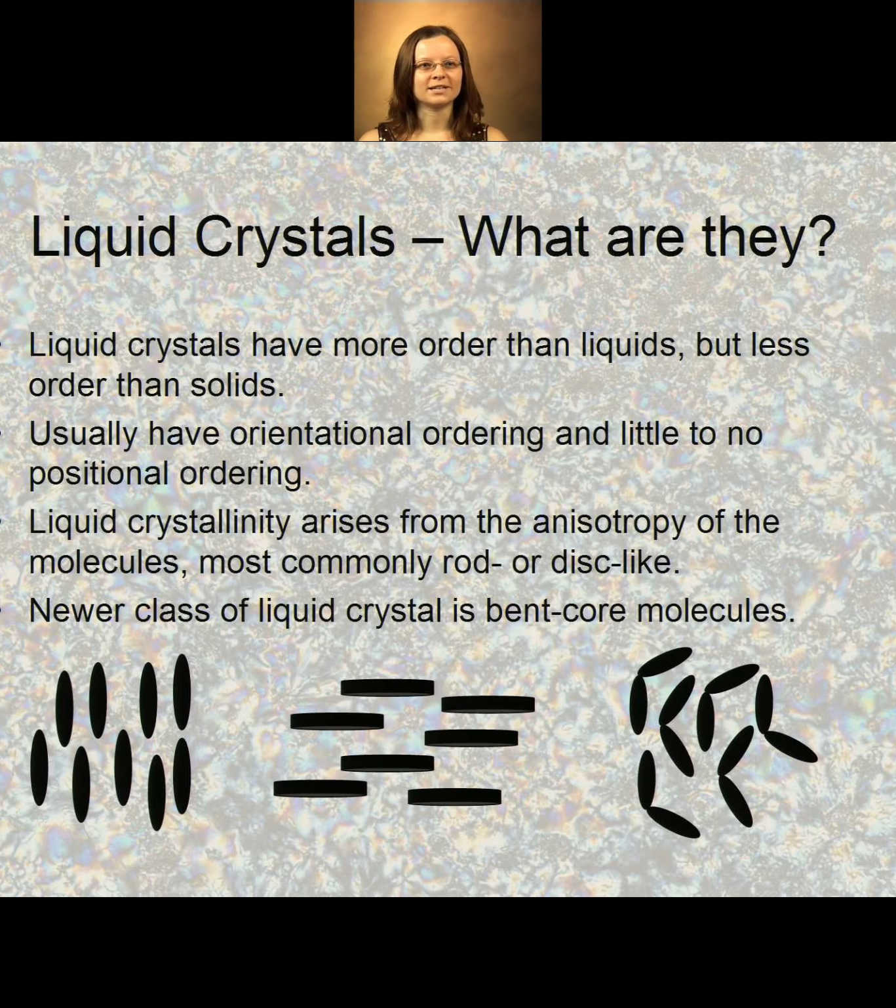First of all, what exactly are liquid crystals? Well, as the name implies, liquid crystals have more ordering than liquids, but less ordering than solids. Usually, liquid crystals have orientational ordering, but little to no positional ordering. This partial ordering arises from the anisotropy of the liquid crystal molecules. The most common molecules which form liquid crystal phases are rod and disc-like molecules, though recently some very interesting phases have been exhibited by bent core molecules.